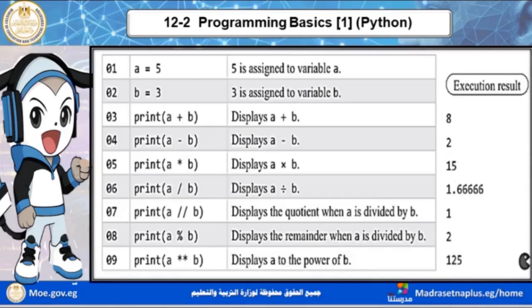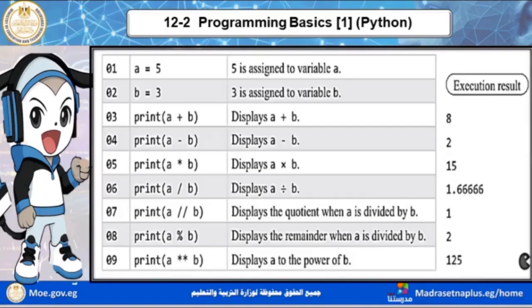Now using the same values to subtract b from a, the result will be 2. 5 subtract 3 is equal to 2. And in line 5, we print a multiply b. So 5 multiply 3 will result in 15. And look at the difference between line 6 and line 7.